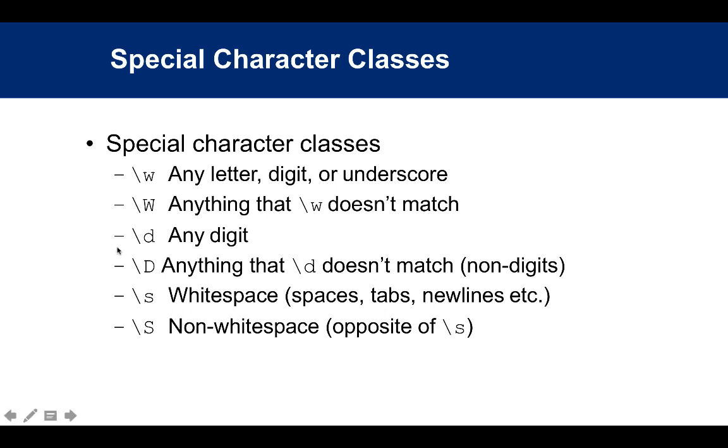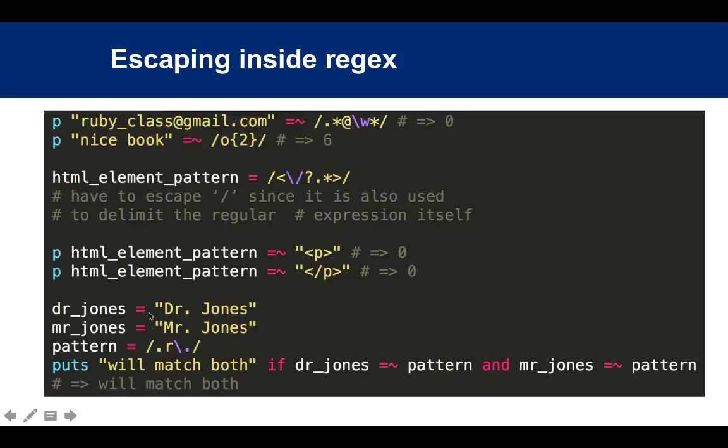You also have special character classes. In this case, backslash w means any letter, digit, or underscore, and the uppercase W means anything that the lowercase w does not match. Backslash d is for digit, and uppercase D is anything that the lowercase d does not match. Lowercase s is white space, spaces, tabs, new lines, and the uppercase S is anything that the lowercase s does not match.